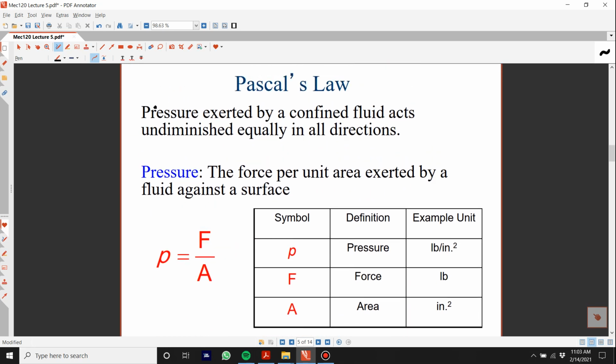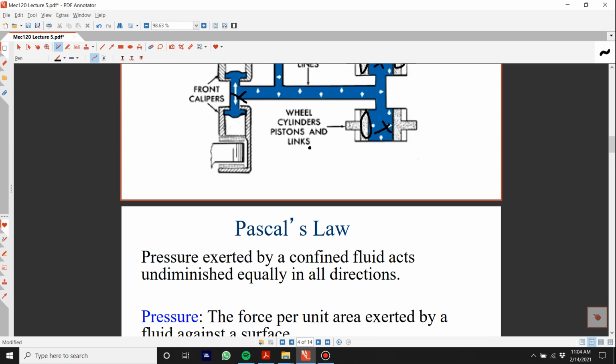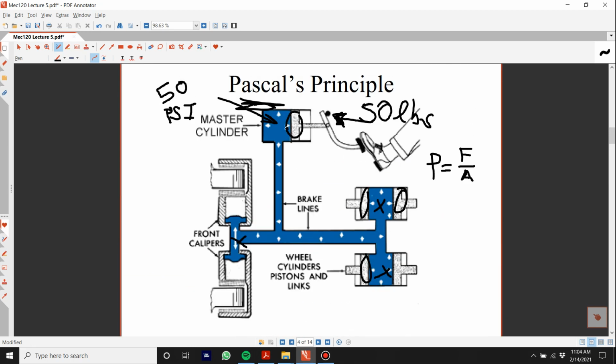I'm after stealing these slides here. Pressure exerted by a confined fluid acts undiminished equally in all directions. That's pretty hard to get your head around. So fluids cannot be compressed like air. You can't compress a fluid and make it smaller in volume. That's what he's saying.